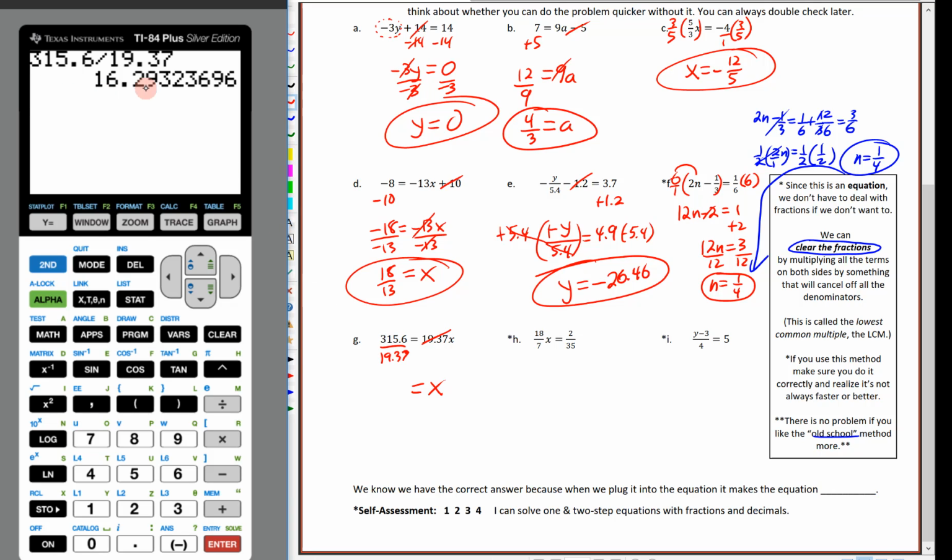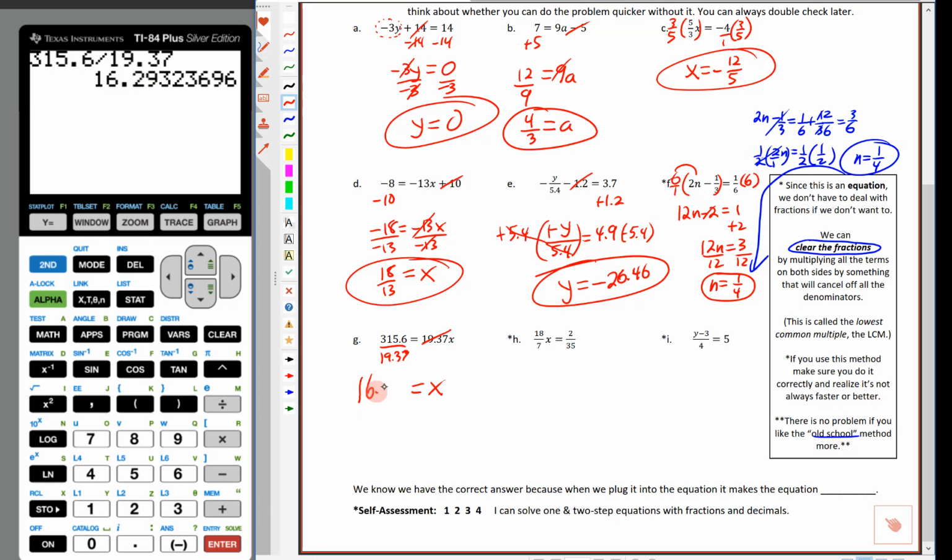Hit enter, and we get this ugliness right here. Certainly wouldn't want to do that by hand. So let's see here, 2 decimal places, hundredths place. This isn't big enough to bump that up. If it was, we'd have to round that up from a 29 to a 30. So we're going to put it down 16.29. So 16.29, we'll go ahead and circle that.